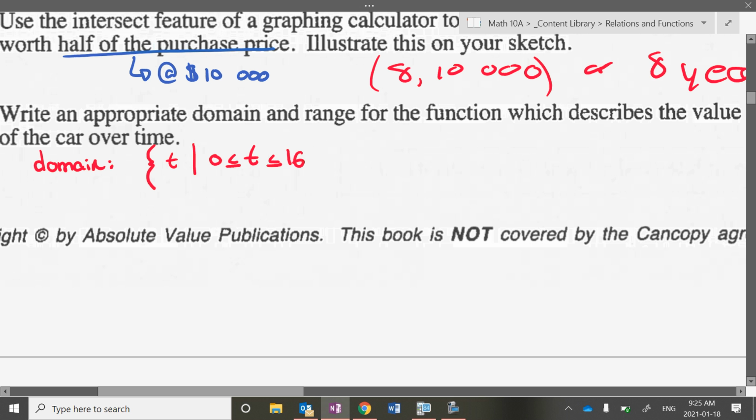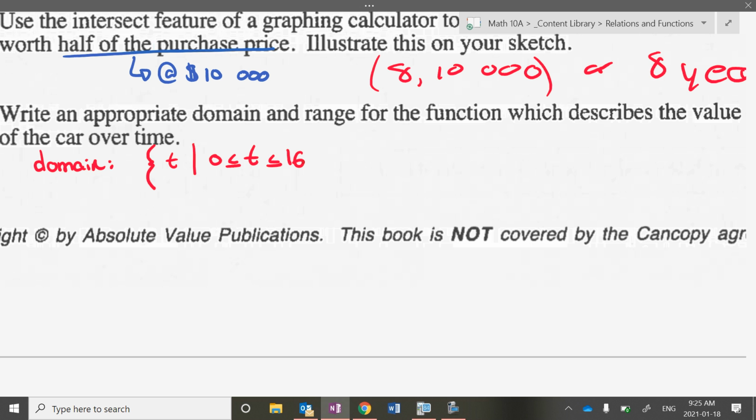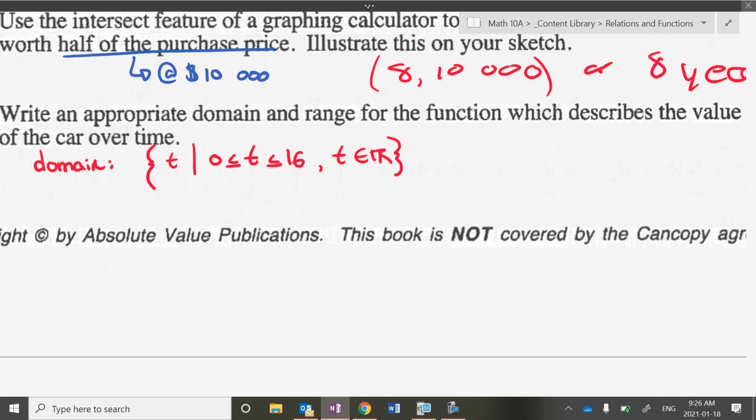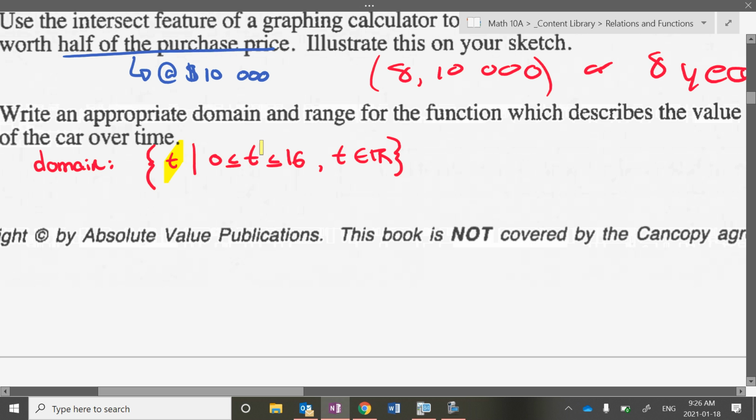Because 16 is when the car becomes worthless, then according to our graph we would get negative values, but really you're not going to have a negative value for your car. Between that, T is going to be an element of the reals because it's every single decimal there, right? Because that would account for every day or every hour of that car. Whatever variable you use here needs to be the same variable each time. Do not be switching between X and T.